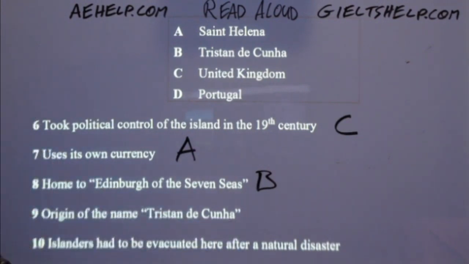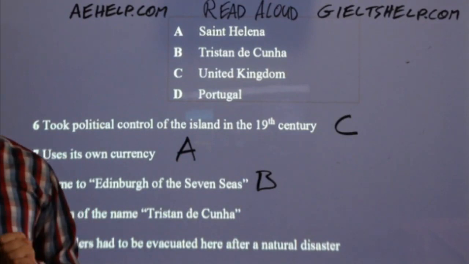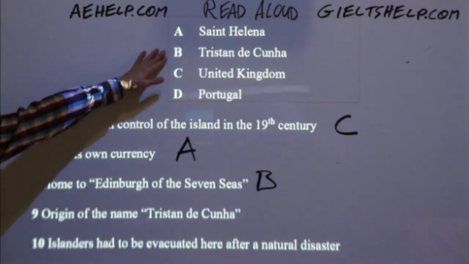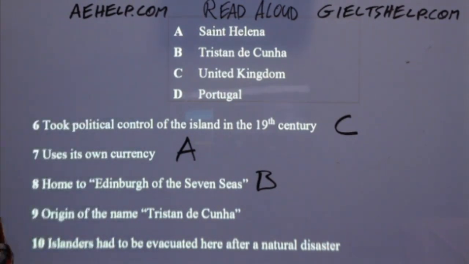Okay, origin of the name Tristan da Cunha. Again, you should not have to search for these kinds of questions. So if you're searching for these, you're really following a poor strategy. You should not have to search for these. So number 9, origin of the name Tristan da Cunha. Where does it come from? Obviously not Tristan da Cunha for that one. Tristan da Cunha comes from, that's right, Preeti, Portugal, right?